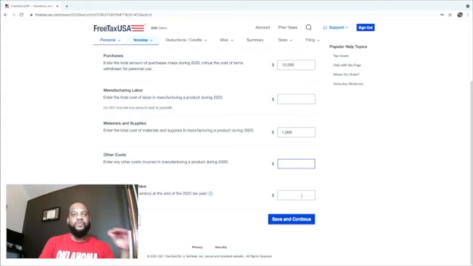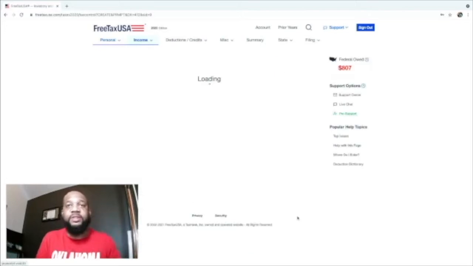Ending inventory value: how much did you finish the year with? On December 31st, how much did you end with? We're going to say 5,000. So we didn't sell everything we had, or we could have sold it, we just went back through it. Just at the end of the year, you ended with this much, 5,000.